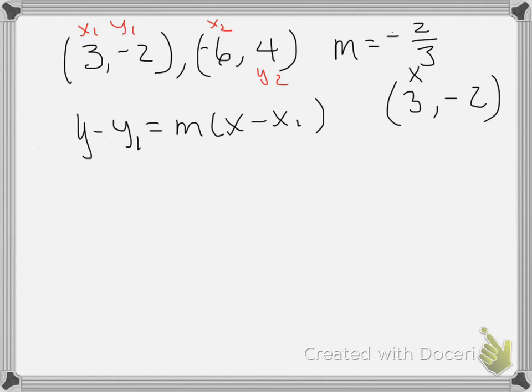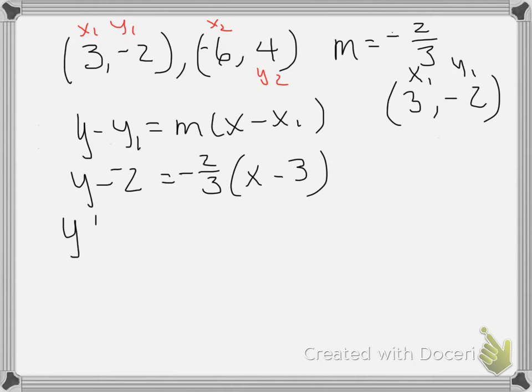This will be my x, and this will be my y. Now remember, these are ones. So then y minus my y1, which is a negative 2, equals, my slope is a negative 2/3, x minus, and it's 3. Remember, we cleaned up. So 2 negatives here make a positive 2. This is negative 2/3. This is x minus 3. Alright, now I have to distribute.